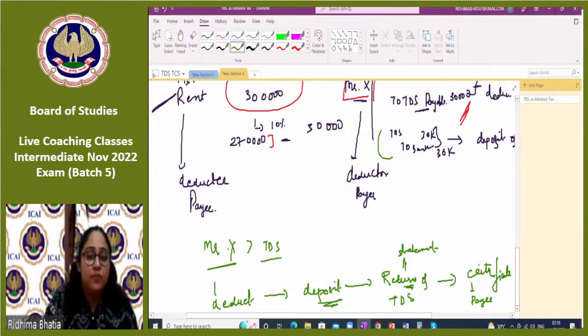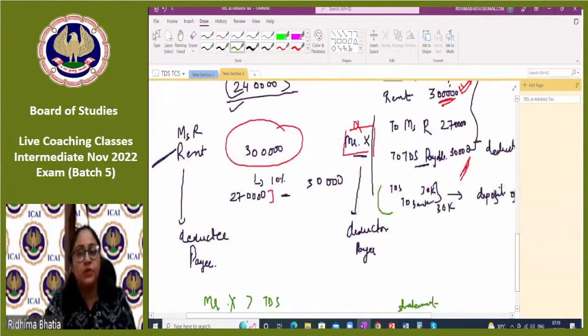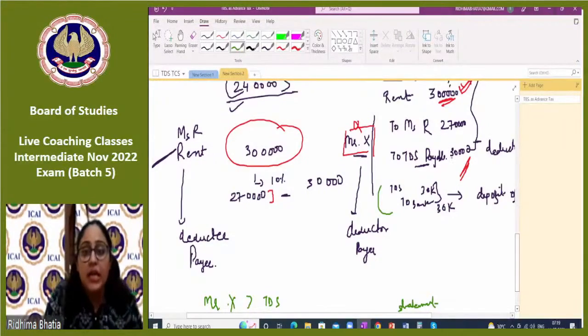Why is this certificate important? Because tomorrow the deductor deducts the amount. He pays me only 270. 30 he deducted, but he has not deposited to the government. He has taken my 30,000. He has not deposited to the government. That means there is some fraud, right?